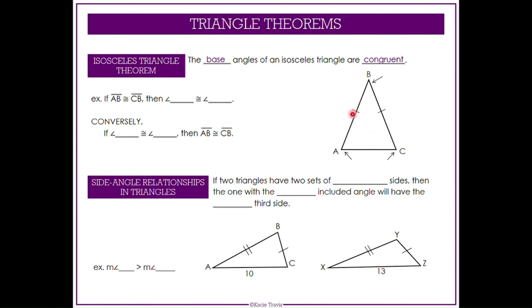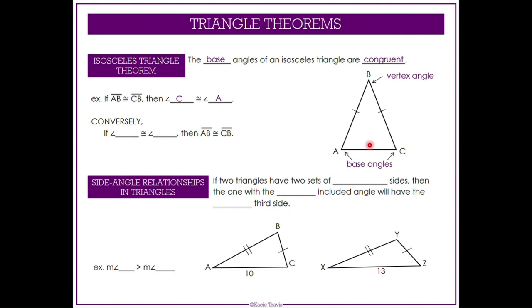I've got two sides here, AB and CB. These two sides are equal, and because these two sides are equal, they're going to be congruent. So these two congruent sides are going to be opposite two angles that will also be congruent. Those will be the two base angles. Now, that vertex angle isn't going to be comparable to these two. It's going to be a different size, but these two will be congruent. So that means that angle C will be congruent to angle B.